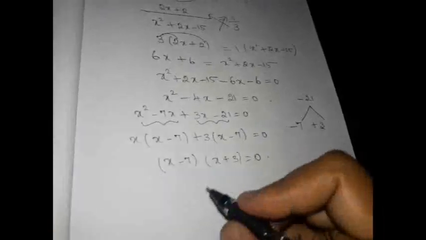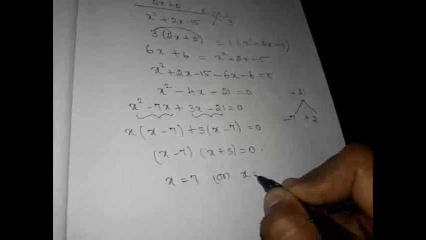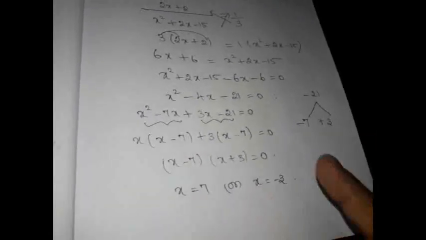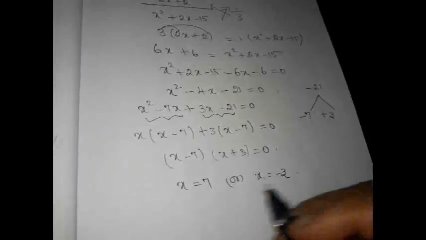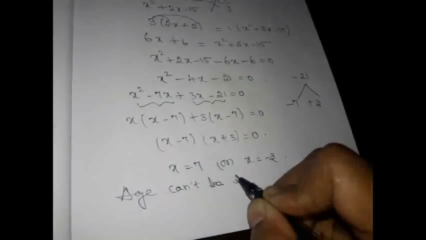So what is the value of x now? x equal to 7 or x equal to minus 3. How did I get this? Equating each factor to 0. Since x is the age of Rahman, age can't be negative.